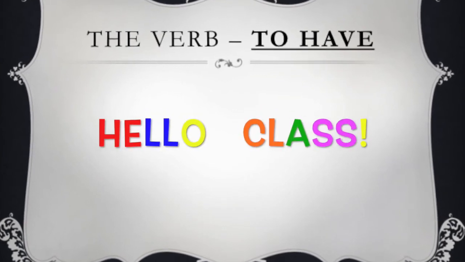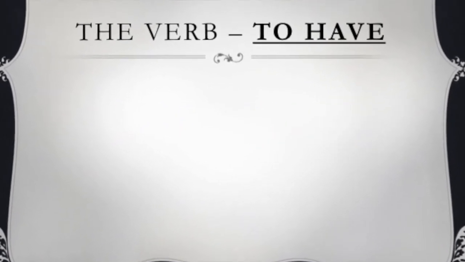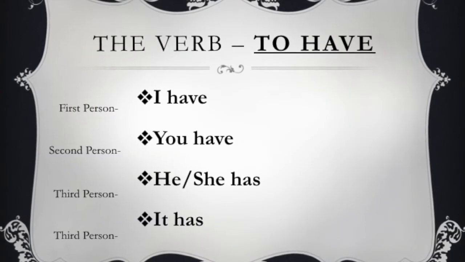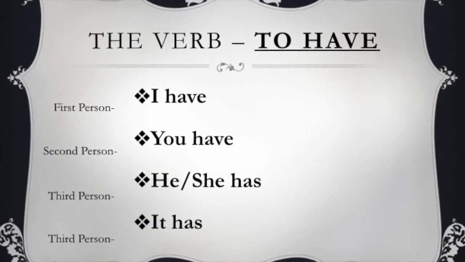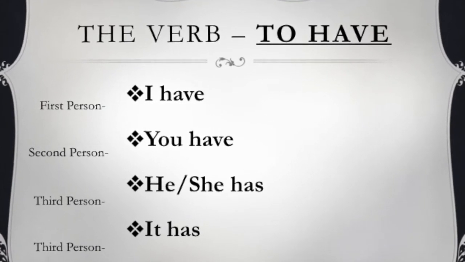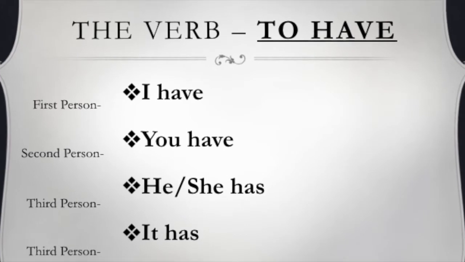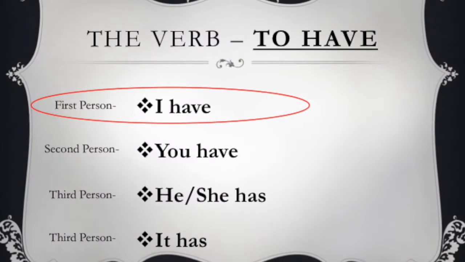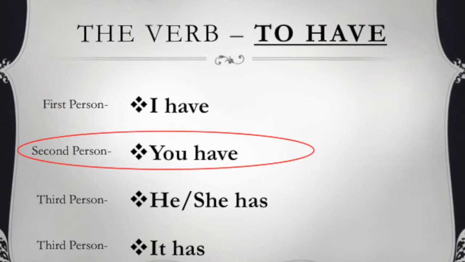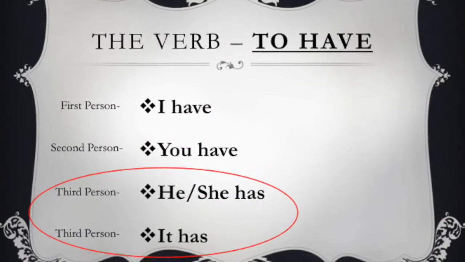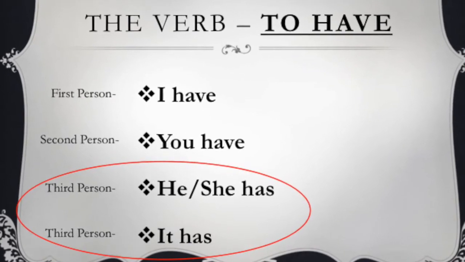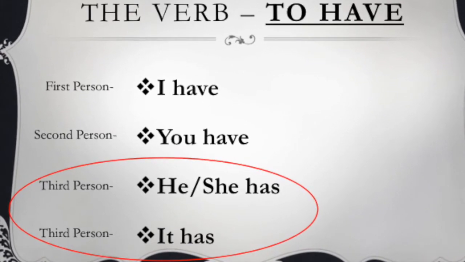Hello, class. Today we are going to be learning the verb to have. To have is a very special verb, and today we are only going to look at 3 different types of the verb to have. That is first person, which is I have, second person, which is you have, and third person, which is he has, or she has, or it has.